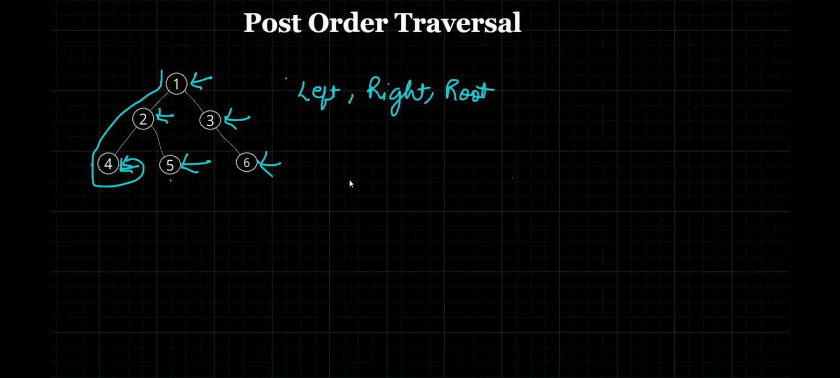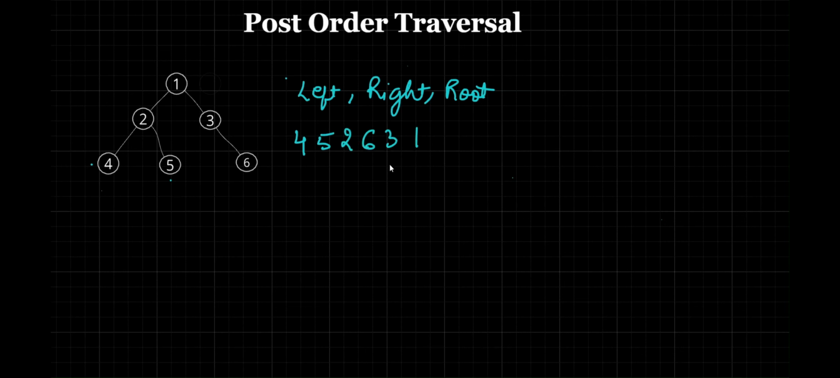Now I'll explain the algorithm part, how we can implement it in code. It's very simple, and very similar to how we implemented the algorithm for pre-order traversal. I'll write the output for reference. The output for the post-order traversal will be 4 5 2, then 6, then 3 1.